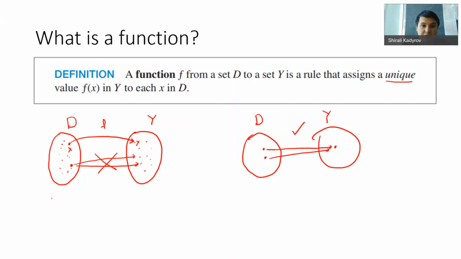So how do you remember it? Well, you can think of this as mothers and children, right? One mother can have two children. So you can think of D as the set of children, and Y as the set of mothers. One mother can have more than one child. However, one child cannot have two different mothers. So this is how you can remember it.